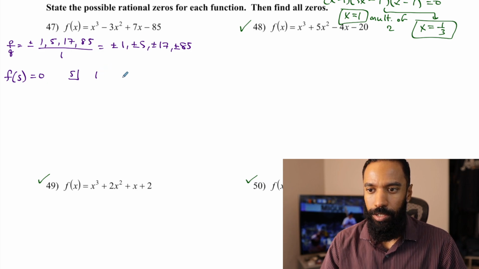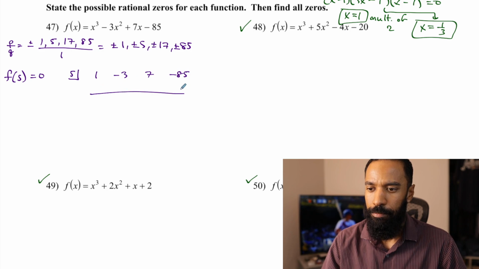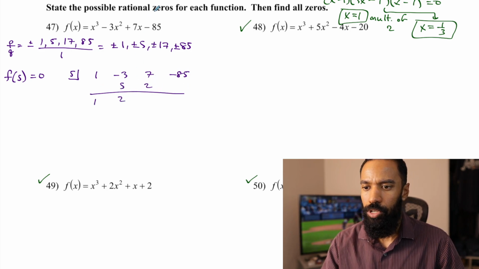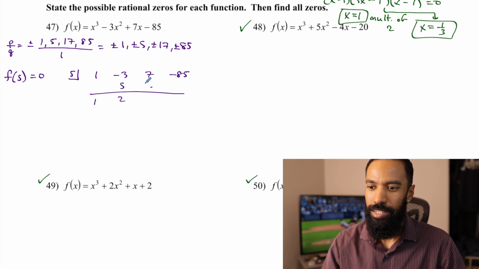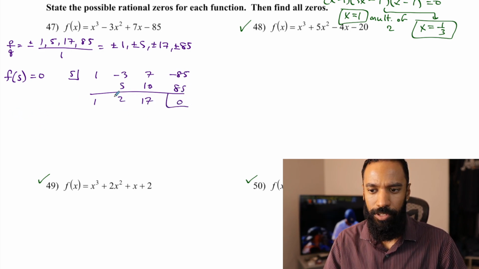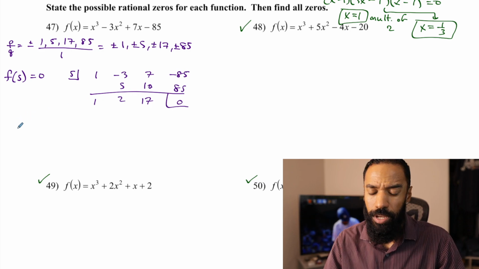Okay. 1, negative 3, 7, negative 85. So I got 1, 2. Oh, sorry. Hold on. 10. I thought I was multiplying by 1. 10. 17, 85, and 0. All right, that doesn't look factorable there, so it looks like imaginary solutions.